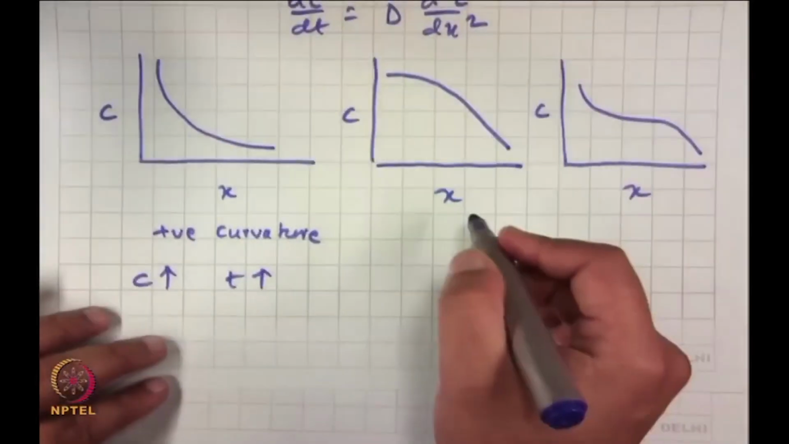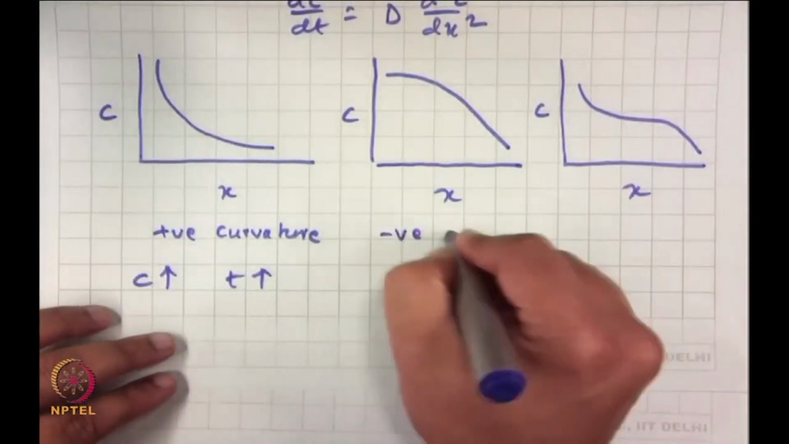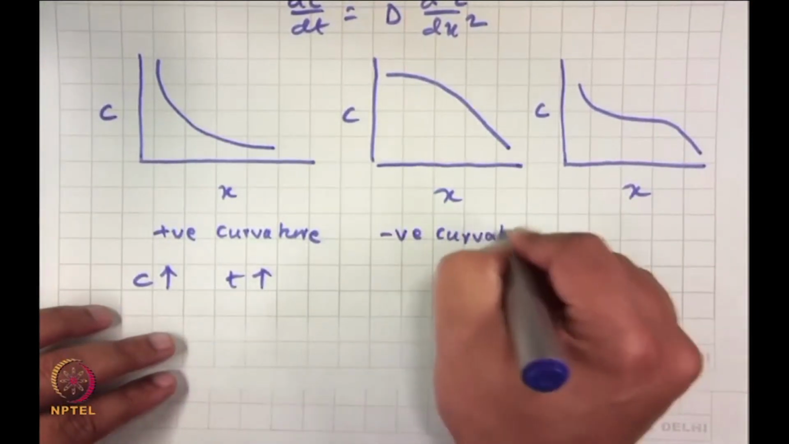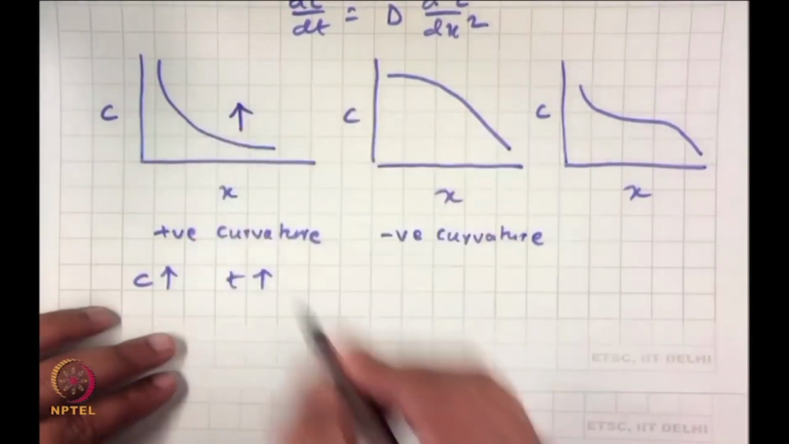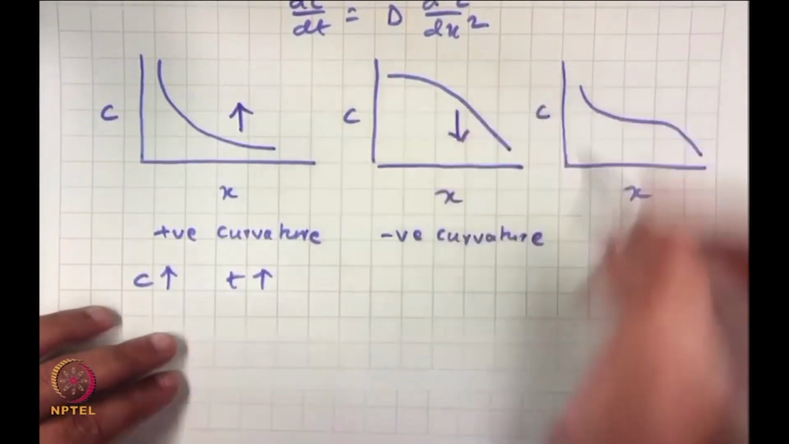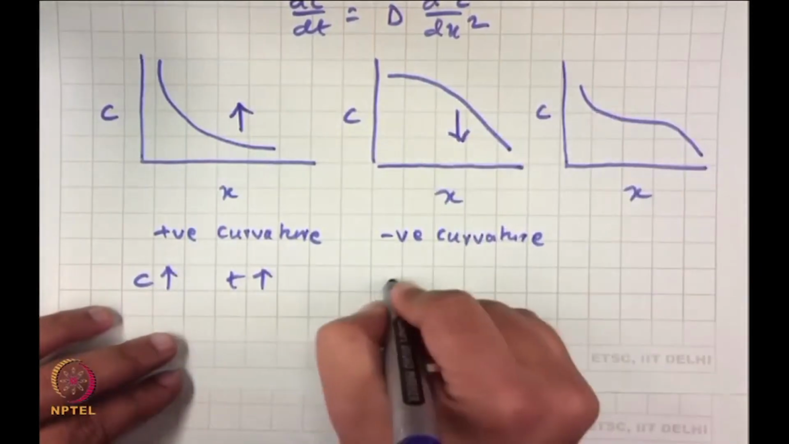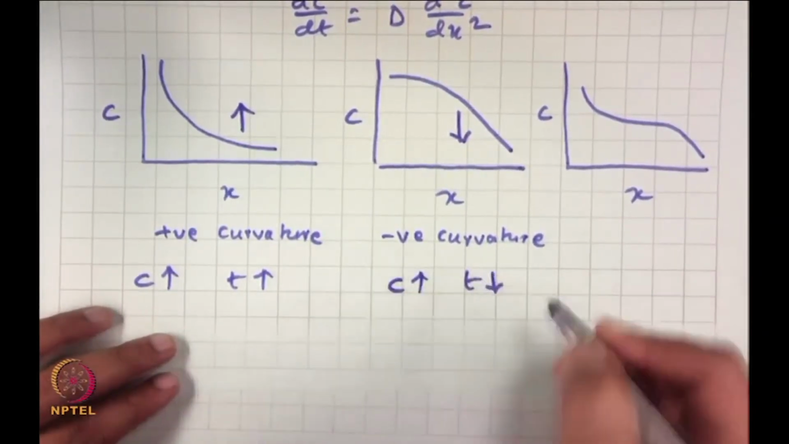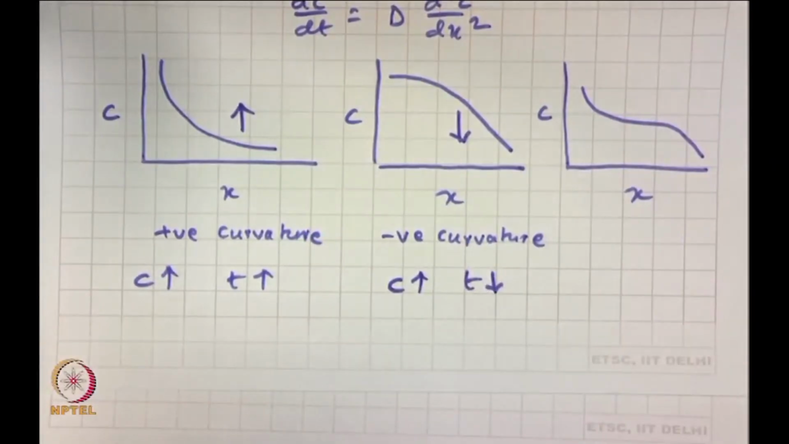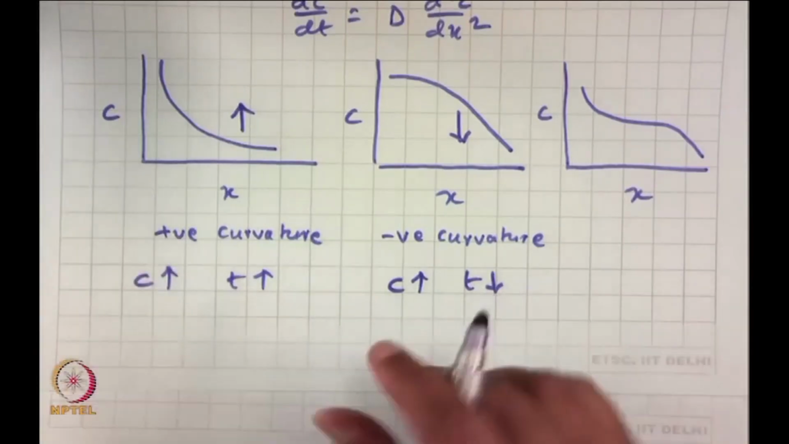Now, what is the next one? The next one would be having a negative curvature. So, here if you write it like this, the curvature is like this. So, obviously say C increases, T decreases, or C decreases, T increases, and so on. Okay. Now, what is the last one?